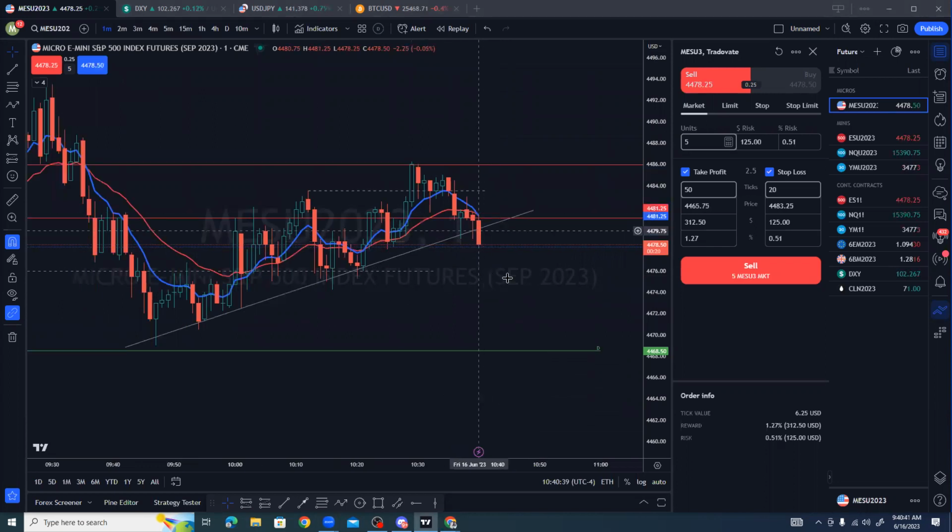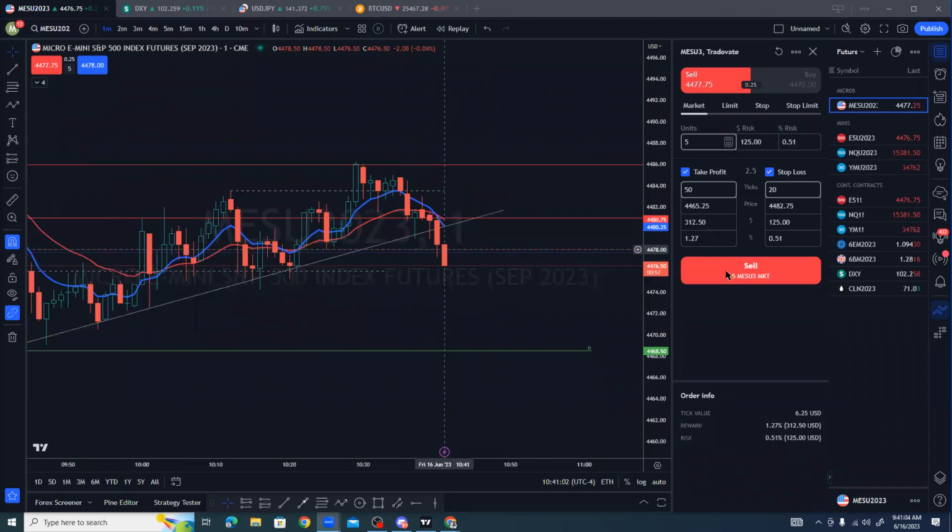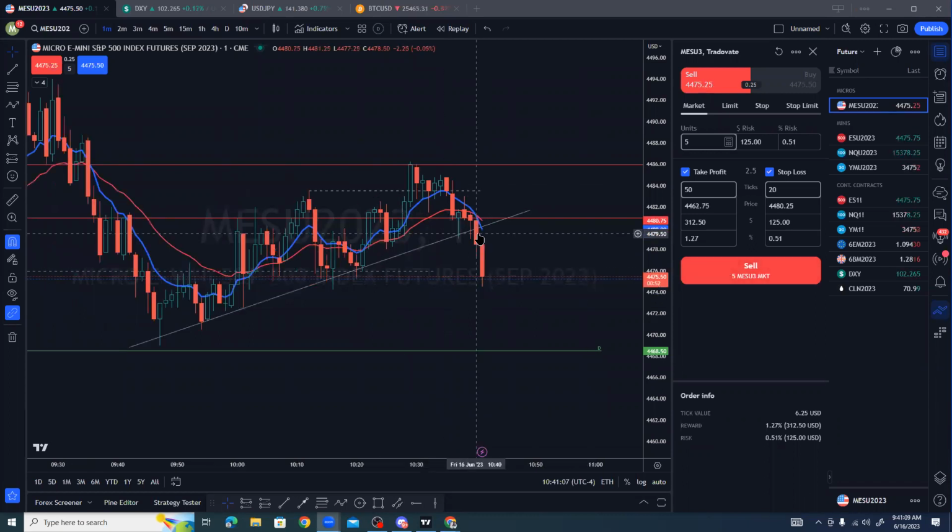So let's see. We're getting a close below that trend line. Looks like we're coming down for liquidity, and we're getting a cross. This is pretty nice. Yeah, there we go. Nice little push. Let's see if we can get a little pullback into the moving average, or it's just going to dump.